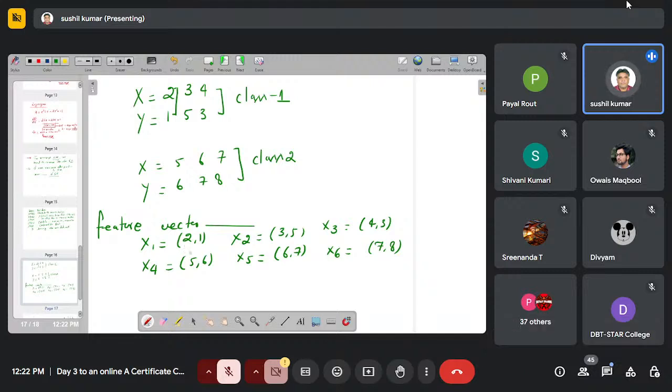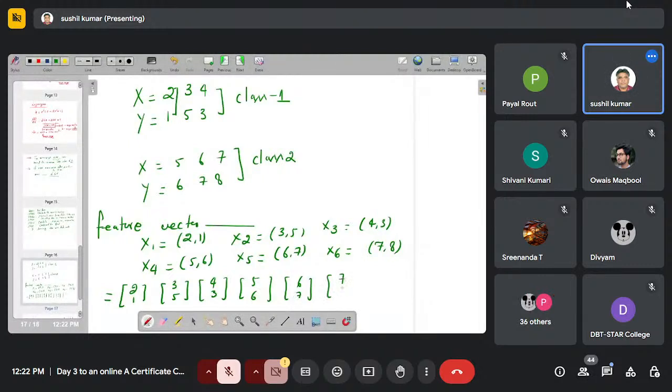So N is 6 here and D is 2 in this case. Or in matrix form, if you want, you can represent it like this: 2, 1, 3, 5, 4, 3, 5, 6, 6, 7, and 7, 8. So this is the matrix form we have formed.